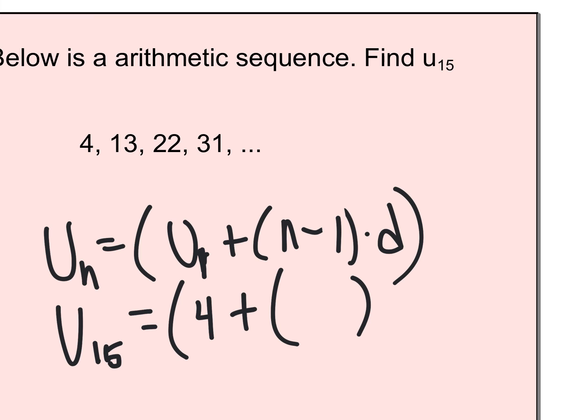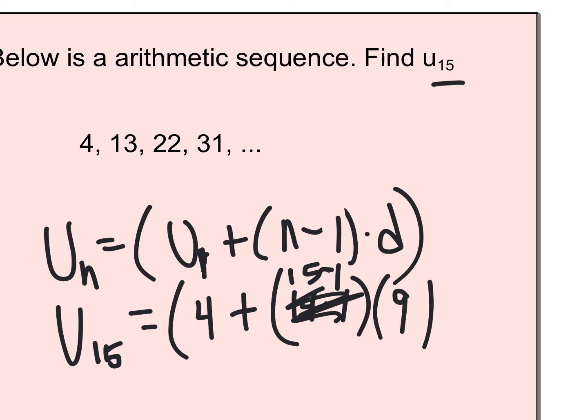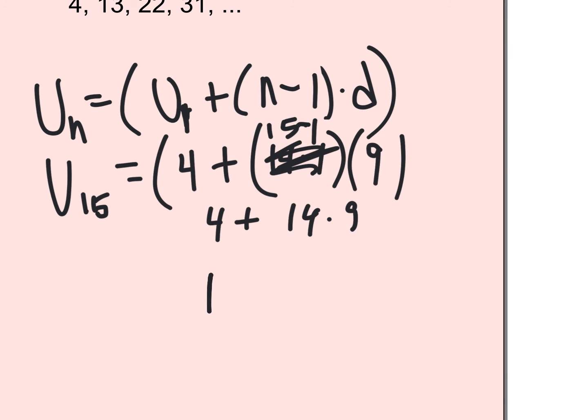That's the number in the sequence you want. So you get 14 for that. Sorry, 15 minus 1, which is 14. Yep, that's 14. And then how about the d, the common difference? 9. So they were adding 9 each time. So it's 14 times 9, and no shame in using the calculator on that. And then you got 139.